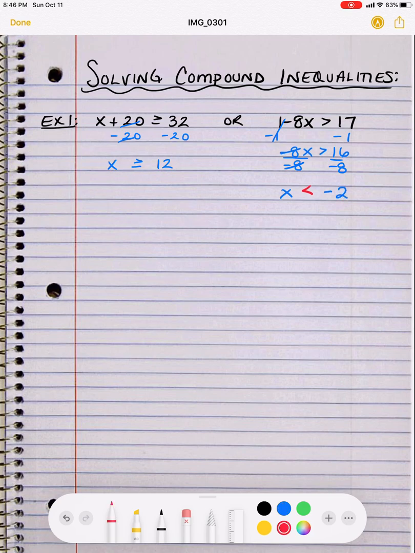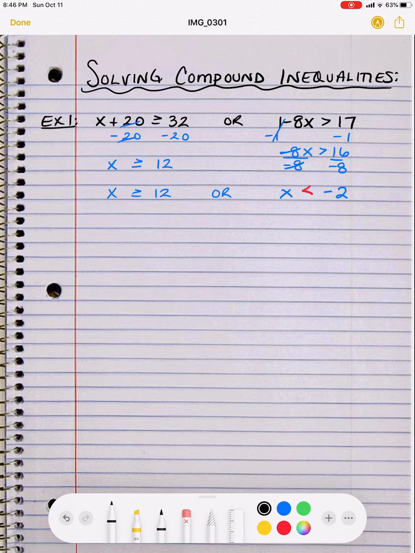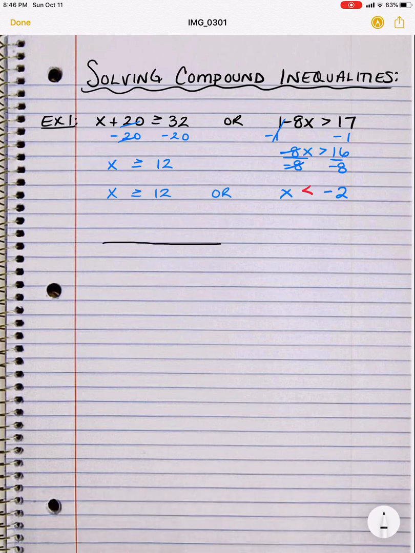And so we'll make a note of this when we're finished about when we multiply or divide by a negative, we are going to flip the inequality. All right, so I'm just going to bring this down a step, okay? So we have x is greater than or equal to 12, or x is less than negative 2. So what we're going to do is we're going to graph this on a number line. And now we're picking up what we were learning in class about how to graph our and or inequalities.